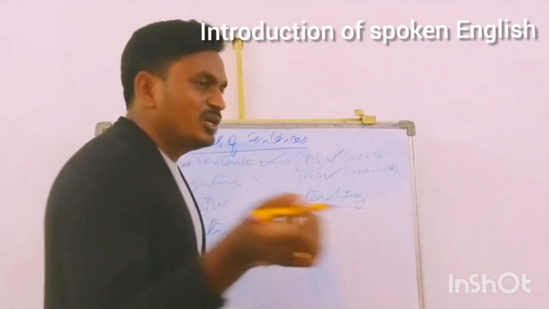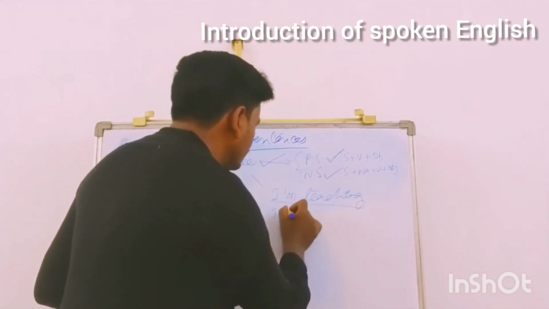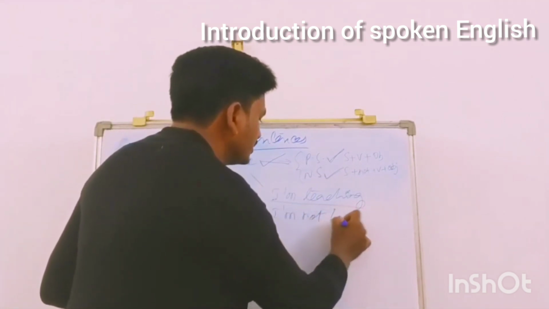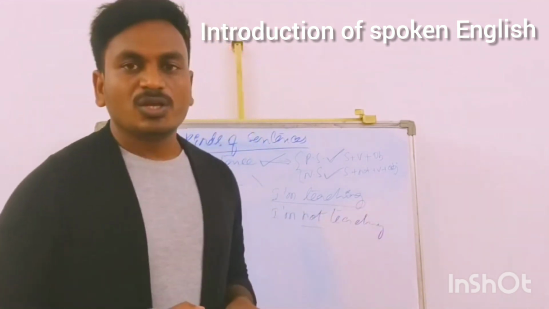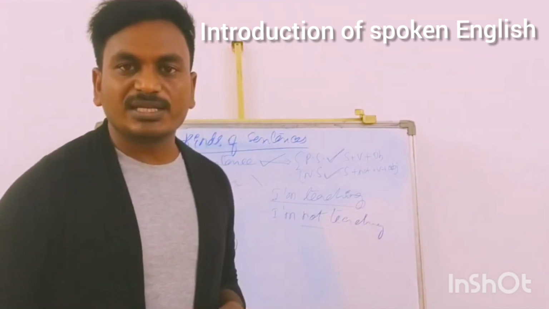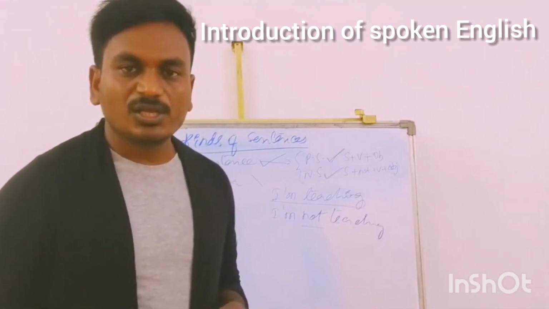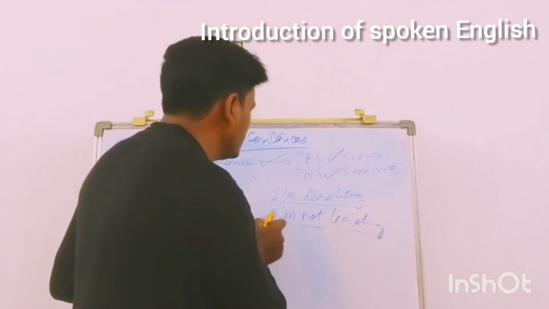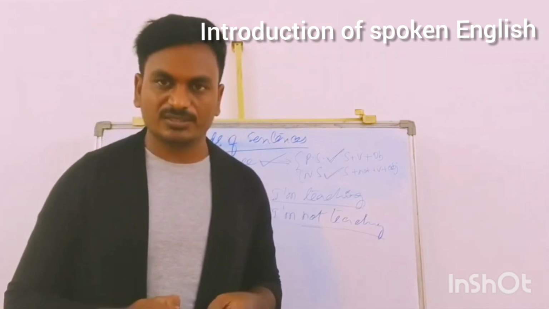I want to give another example here. "I am not teaching." Here the word "not" is given. When the word "not" is included in the sentence, this is called a negative formation. So this is a negative sentence. These negative sentences also belong to assertive sentences.